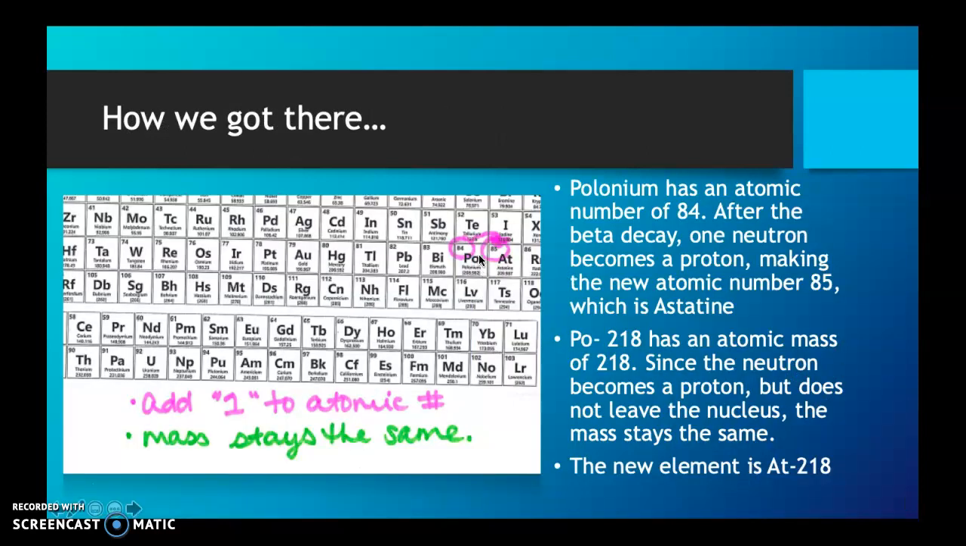So if I look at this from the periodic table standpoint, polonium, atomic number of 84, undergoes beta decay. 1 neutron becomes a proton. That makes the new atomic number 85. So my daughter nucleus is now astatine. It went from polonium to astatine. However, the mass is not going to change because the neutron becomes a proton, but they have the same amount of mass. So my new element is astatine 218. So the atomic mass stays exactly the same.